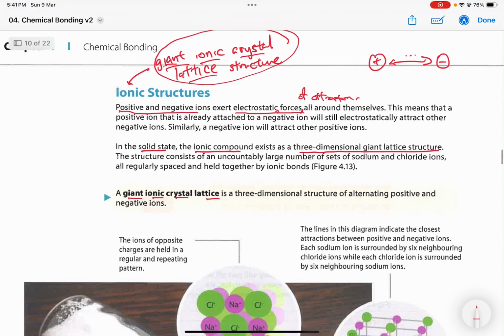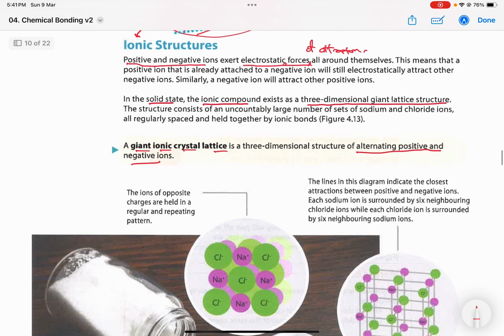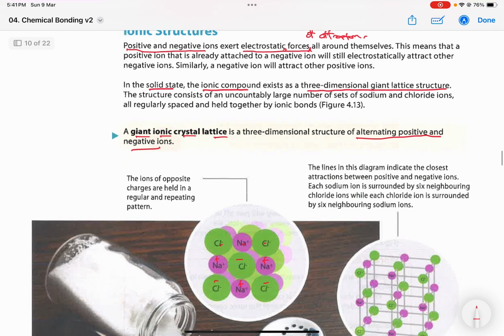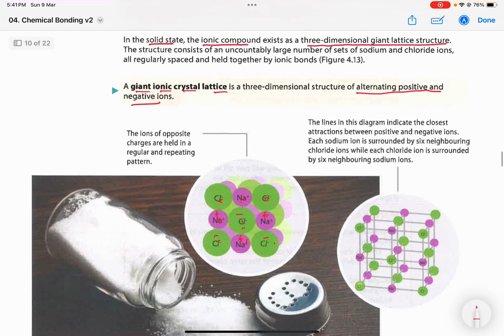Okay, and this whole structure consists of alternating positive and negative ions, like what you see here. Negative, positive, negative, positive, negative, positive, negative. You realize that surrounding the negative is all positive. Surrounding the positive is also all negative. So they will alternate between positive and negative. I just want to highlight this.